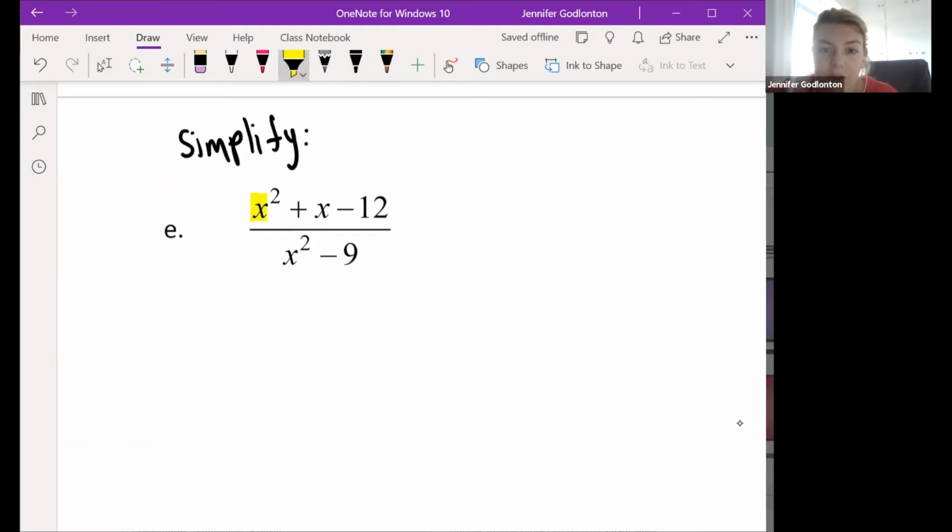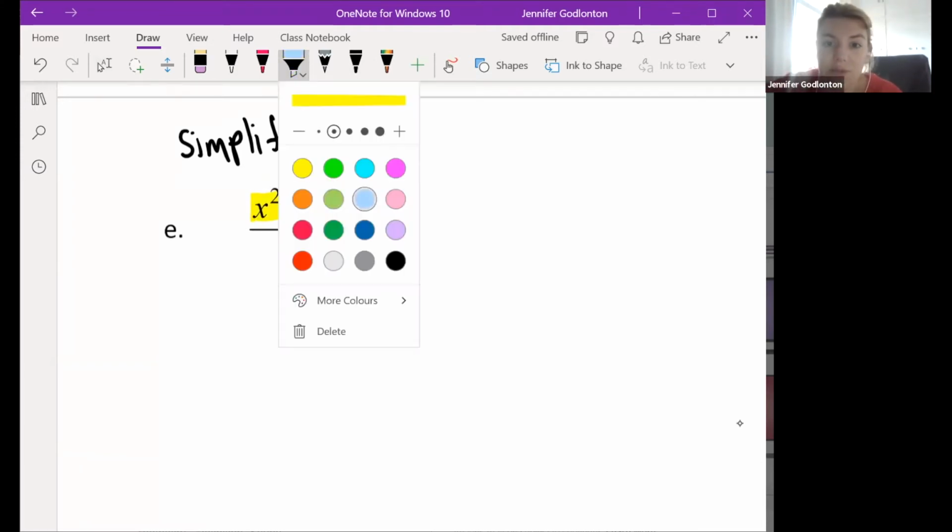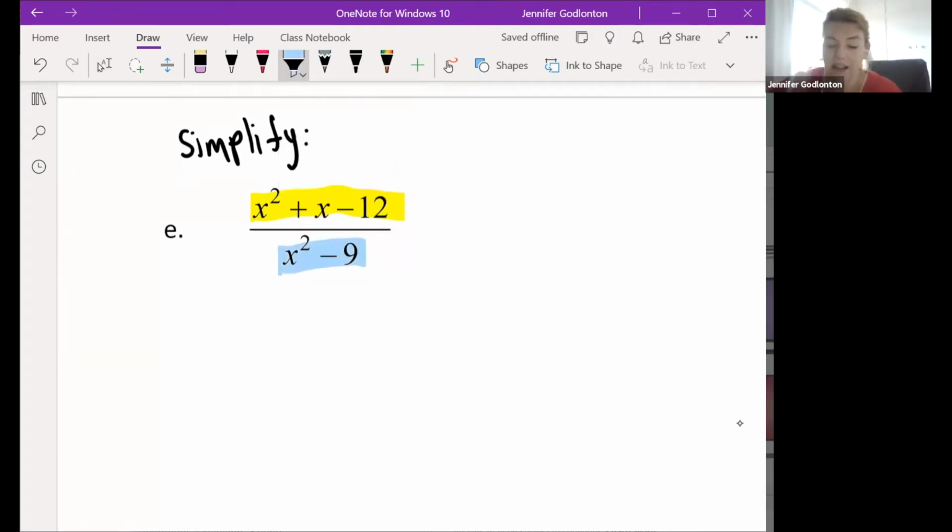Look at your numerator, think, what can I do to that numerator? Look at your denominator, think, what can I do to that denominator? Think about the steps that we've been talking about with factorization, and go from there.